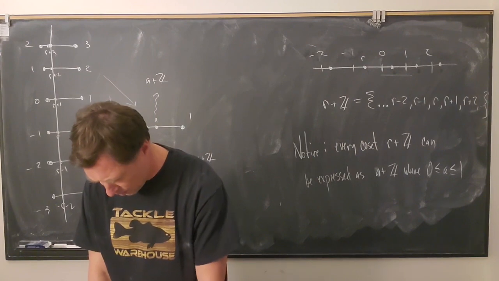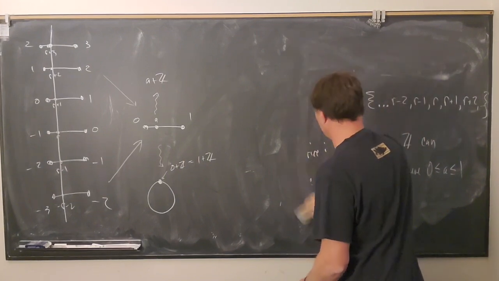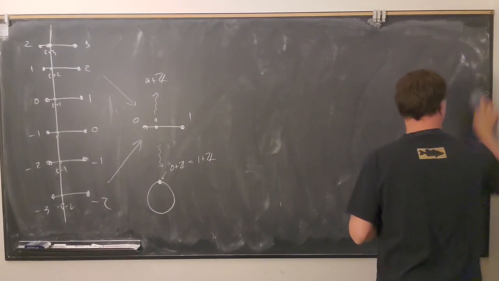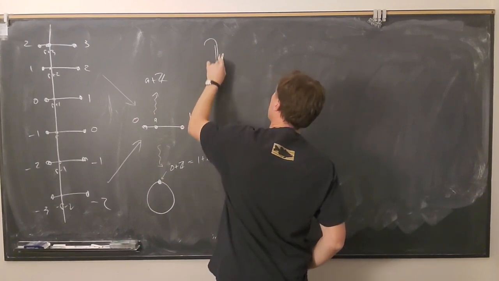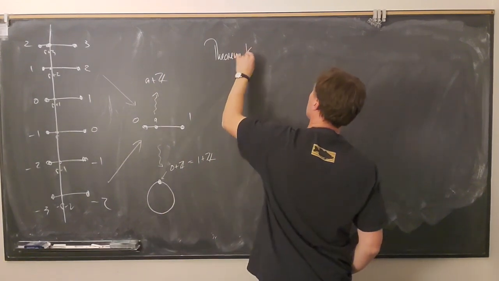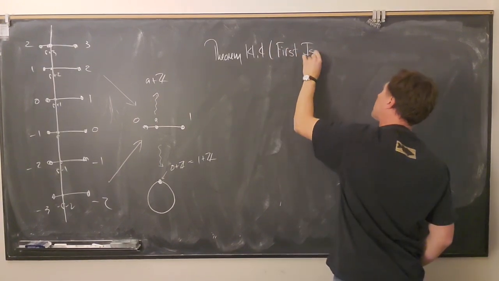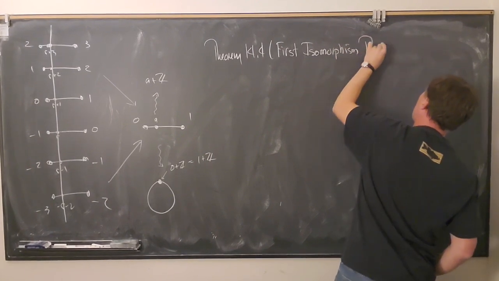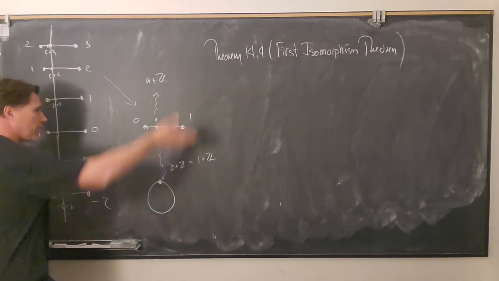I'm going to leave off with one of the most important techniques in algebra. We're going to look at the group theory version, and we'll see the ring theory version of it next quarter. So this is called theorem 14.4, and it's called the first isomorphism theorem. If you want to identify the most important theorem in algebra, this has got to be it.